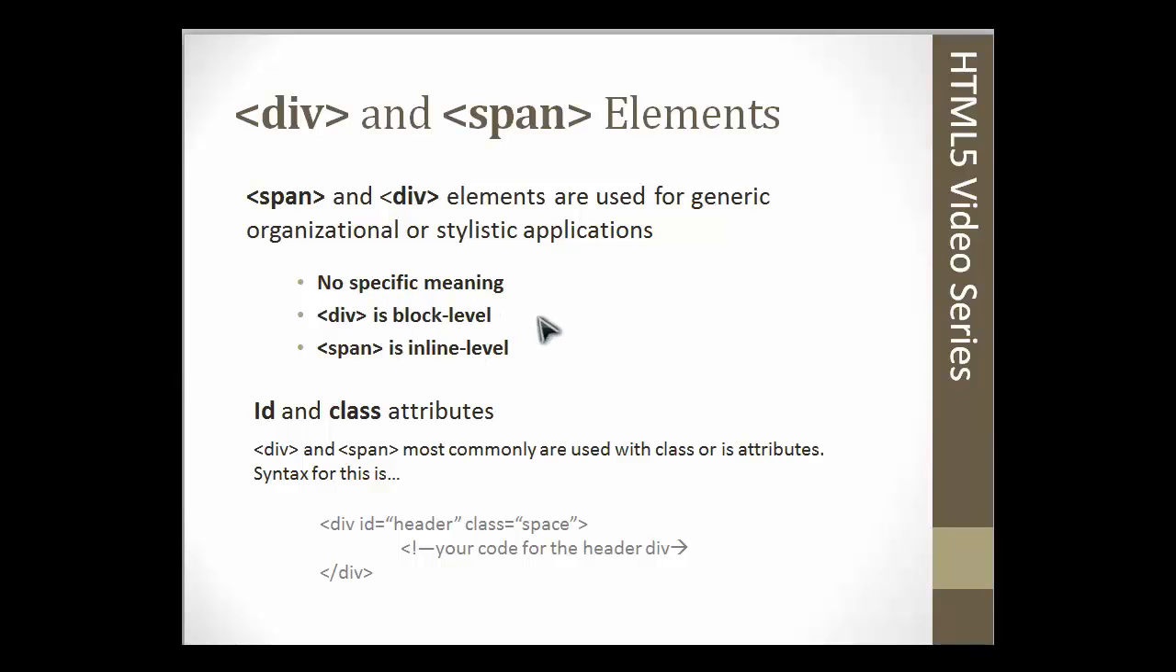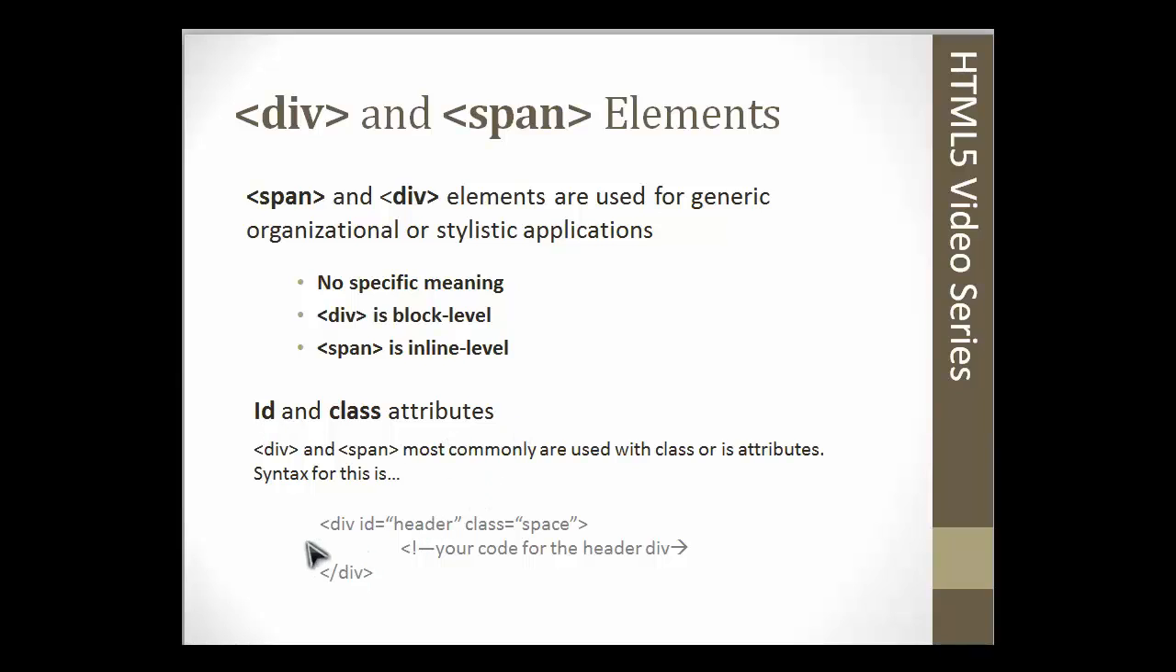It's going to separate onto a new line. Span is inline, which means you could put a span tag next to anything and it will run alongside it, as opposed to putting it on a new line. And the ID and class attributes are usually what you would use with the div and span, so you could label that certain block or that certain element that you want to style.